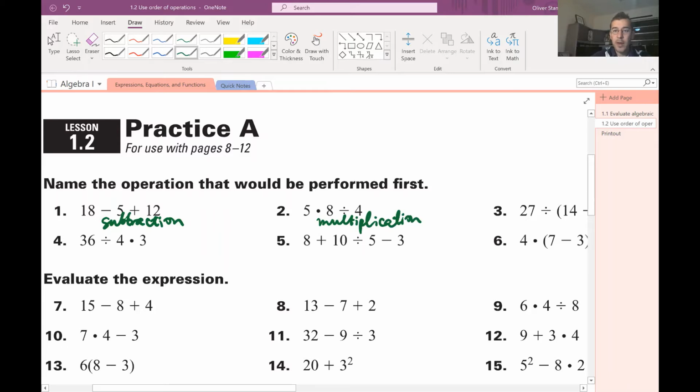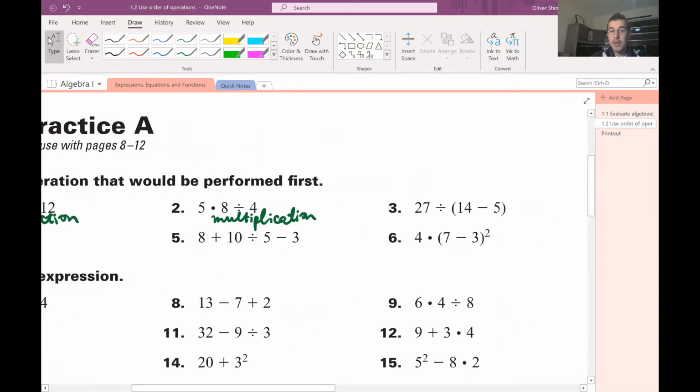Number 3, we have division, and then we have parentheses, and then we have subtraction. So parentheses, or grouping, would be done first. And what's the operation in the parentheses? That's subtraction, right? So subtraction is the operation that will be done first, because we do the parentheses, the grouping, first. So 14 minus 5 we do first, and then we do the division.